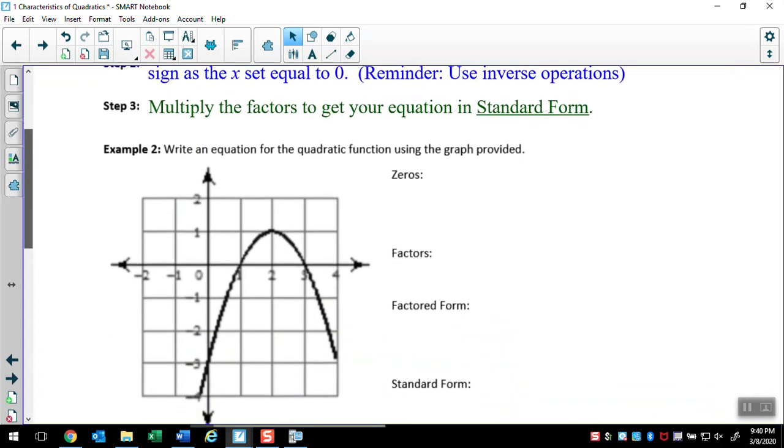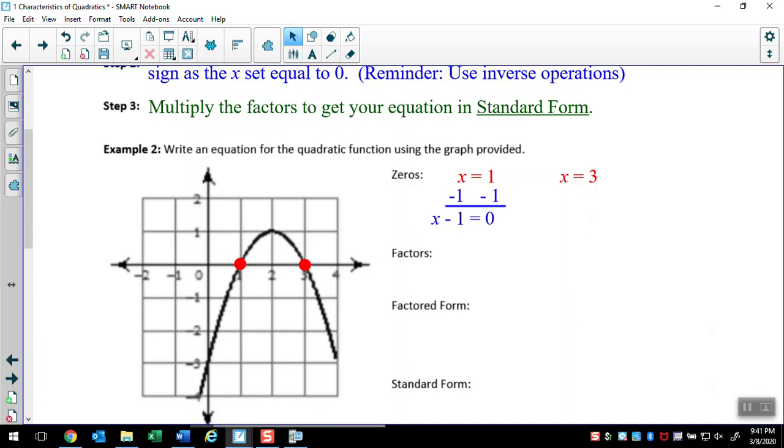Alright, so our zeros are where we cross the x-axis. So in this case, my zeros are 1 and 3. Alright, so to get my factors, my step 2 is to unsolve this equation. I want to take this 1 and I want to bring it over to the x. Remember, anytime I move something from one side of the equal sign to the other, I use that inverse operation. If this is positive, then I'm going to subtract 1 from both sides. And when I do that, I get x minus 1 equals 0.